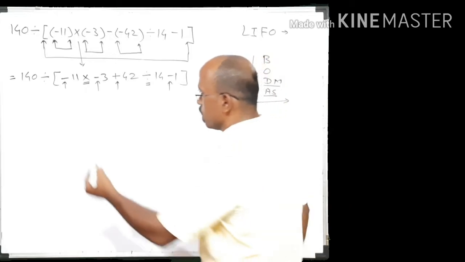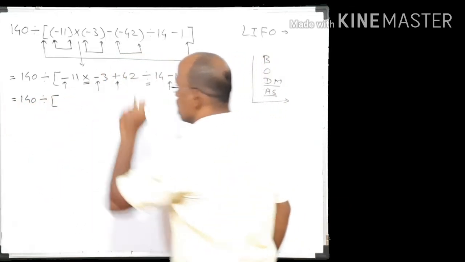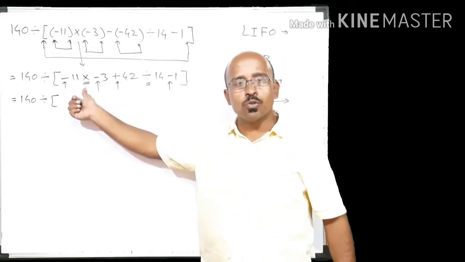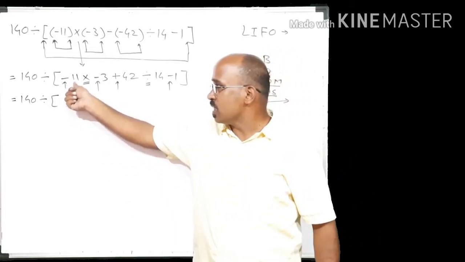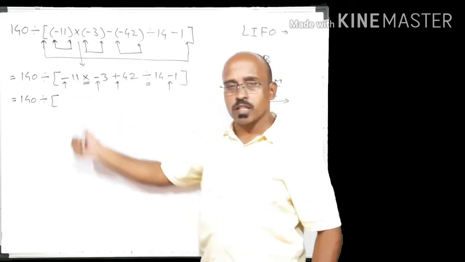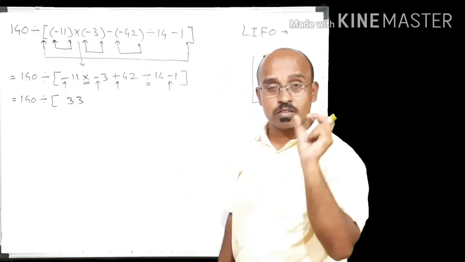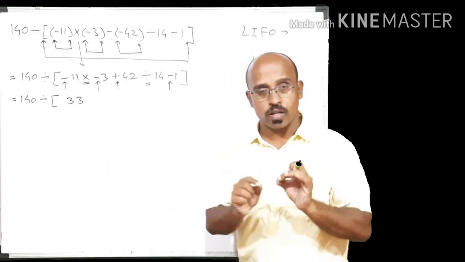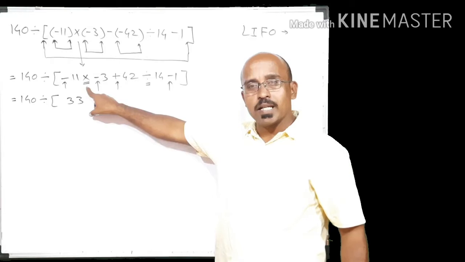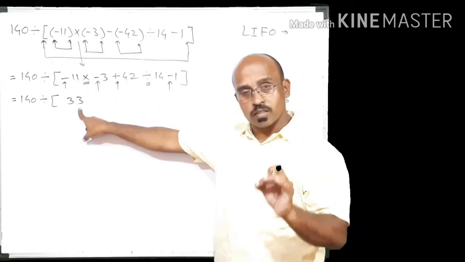So let's go. So that is equals to 140 divided by multiplication. Which two numbers it is multiplying? Minus 11 multiplied by minus 3. So answer is 11 into 3, 33. Minus minus plus is the symbol in the case of multiplication. What we are doing here? Multiplication of integers. So minus 11 into minus 3 is equals to plus 33.